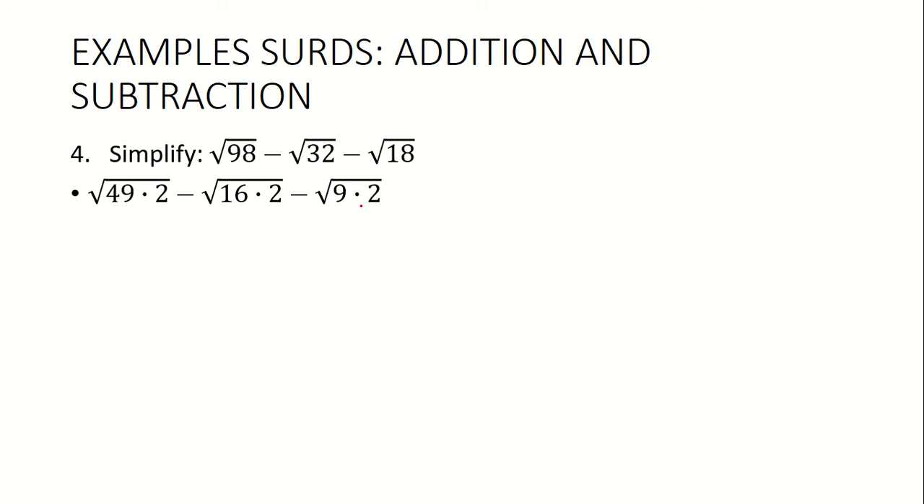And then you have to split the roots and simply root each factor separately. When I root 49 separately, it'll give me 7, but I'll still have the square root of 2. I can't find the square root of 2. I can root 16 separately and it'll give me 4, and I can't find the square root of 2. I can root 9 separately and it'll give me 3, but I can't find the square root of 2.